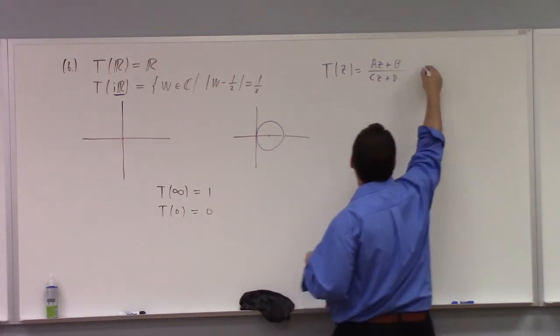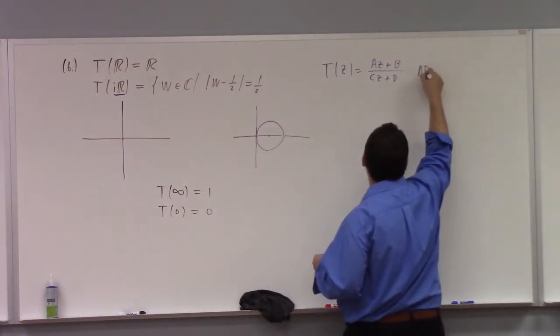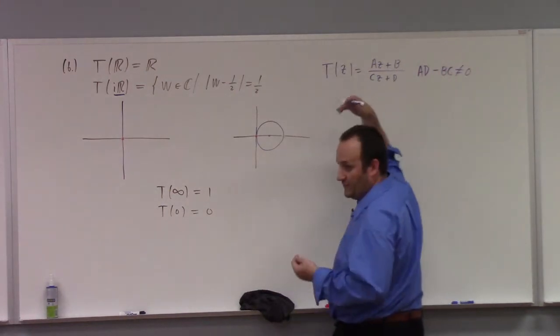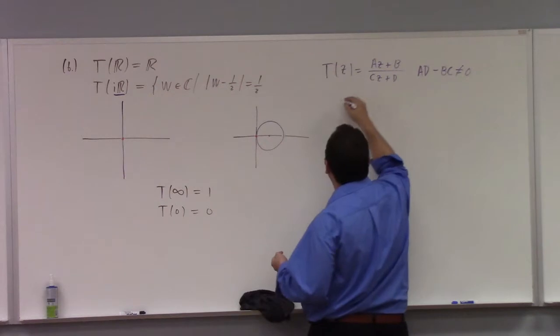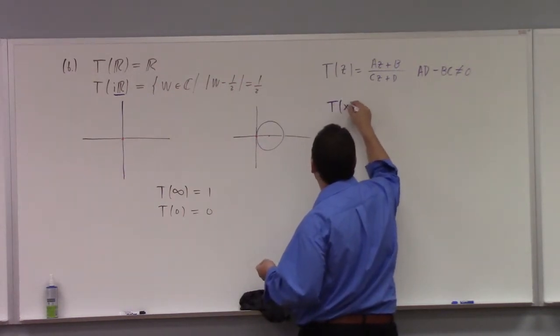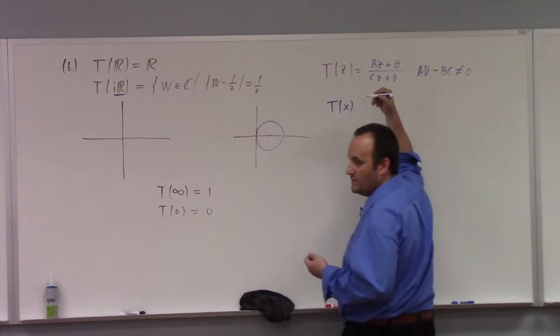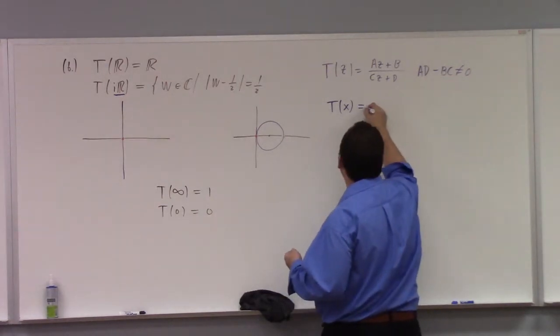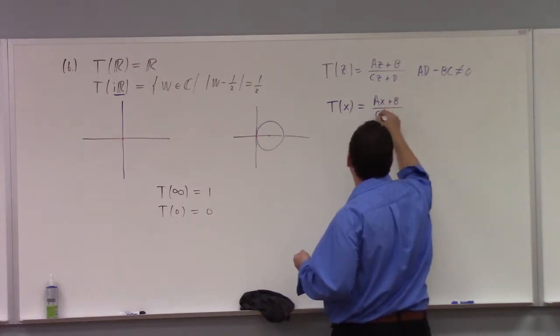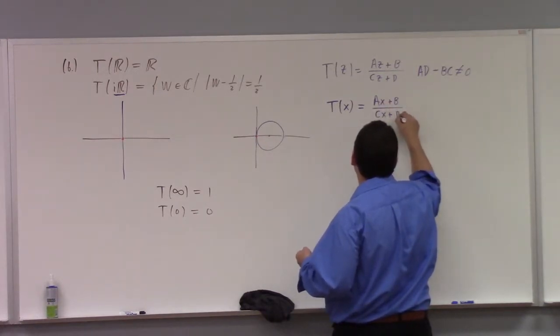Subject to, what's the rules? AD minus BC not equal to 0. We know that. Whatever our choice is, that has to be the case. And in this case, we're looking for T of a real number, let's say x, because we like x to be a real number, or we could use r. We want that to be equal to ax plus b over cx plus d.